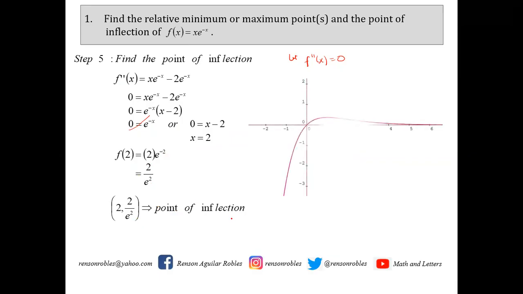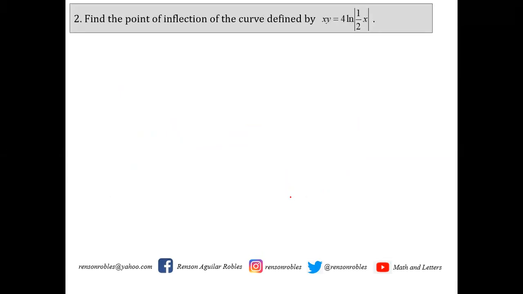Problem number 2. And by the way, this is the graph of the function f of x equals x e to the negative x. And then we proceed with problem number 2. Say we wish to find the point of inflection of the curve defined by xy equals 4 ln 1 half x. Okay, to easily facilitate this, the derivative of this function, we explicitly describe y in terms of x. So we have y equals 4 over x ln 1 half x, and then we just divide everything by x. So we arrive at y equals 4 over x ln 1 half x.